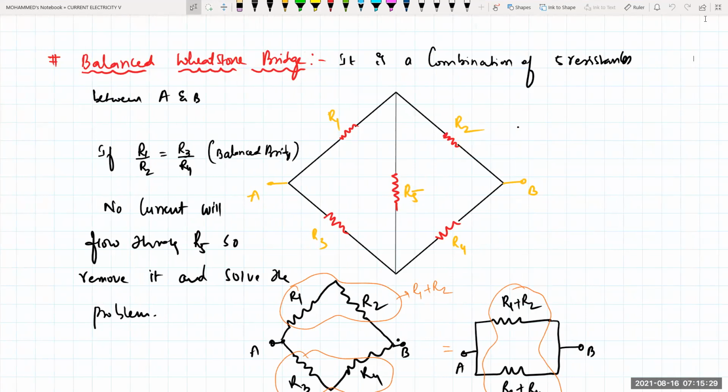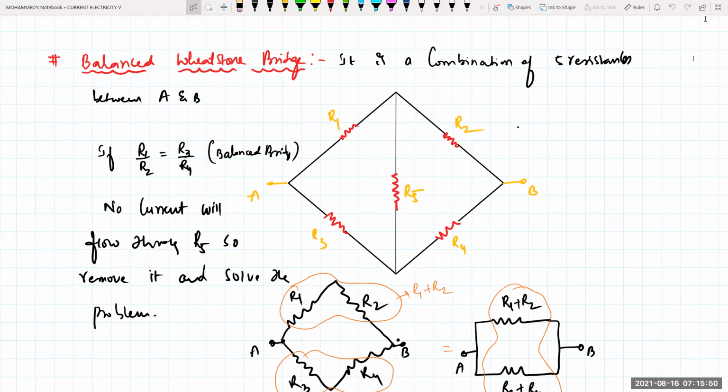Whenever you're doing problems related to circuits, and if you find 5 resistors like this, and there is a middle resistance, and if R1 by R2 is equal to R3 by R4, then we should remove the R5 and try to solve the circuit. Is that clear for everyone?